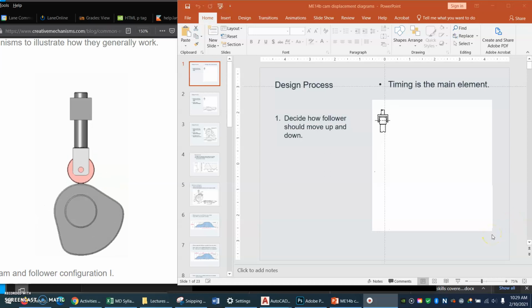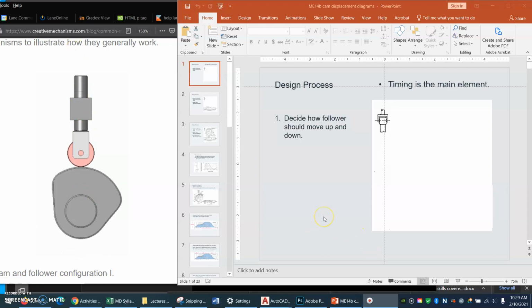All right, let's look at the design process for a cam and follower. And as we mentioned earlier, timing is the main element. So what we do first is we decide how we want this follower to move up and down. Now I'm going to expand this slide screen.